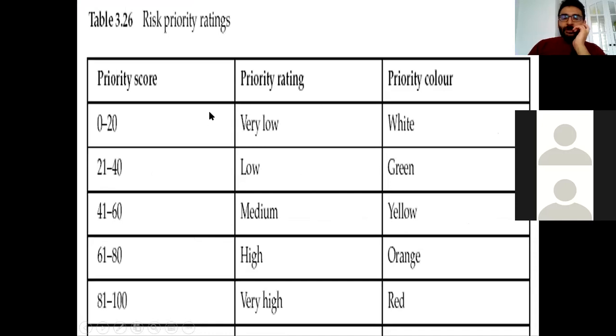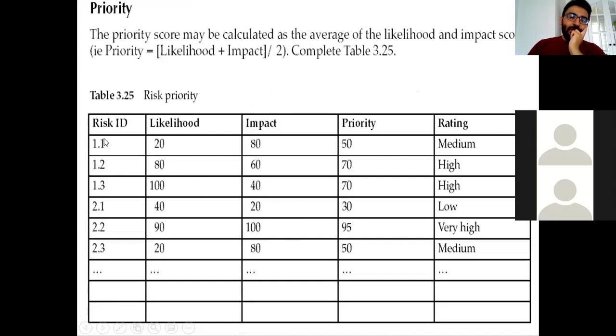And here, you give the priority score, priority rating, and you can also color this, not necessarily, but you can provide colors. And now, as you see here, there are some risk IDs. You list your risks, you write down your risks here, and you write the likelihood and the impact of the risk as well. Then you calculate the priority of that risk. As you see here, likelihood plus impact divided by two, you come up with some priorities, and you give them the rating of medium, high, low, very high, or medium.